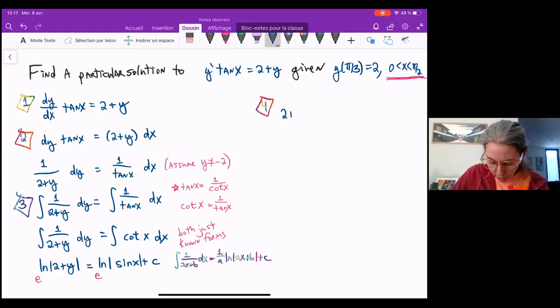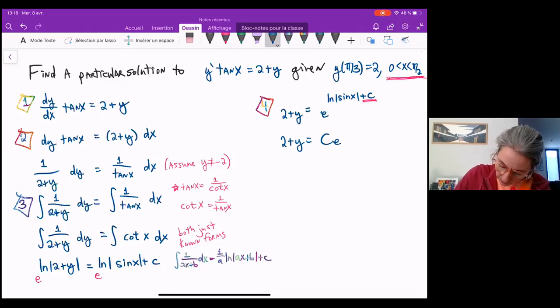So I'm going to get 2 plus y is equal to e to the natural log of sine x plus c. Now the thing that we're about to do to deal with the fact that we divided by y plus 2 is that plus c right here gets moved to the front. So I have 2 plus y is equal to c e to the ln of sine x.